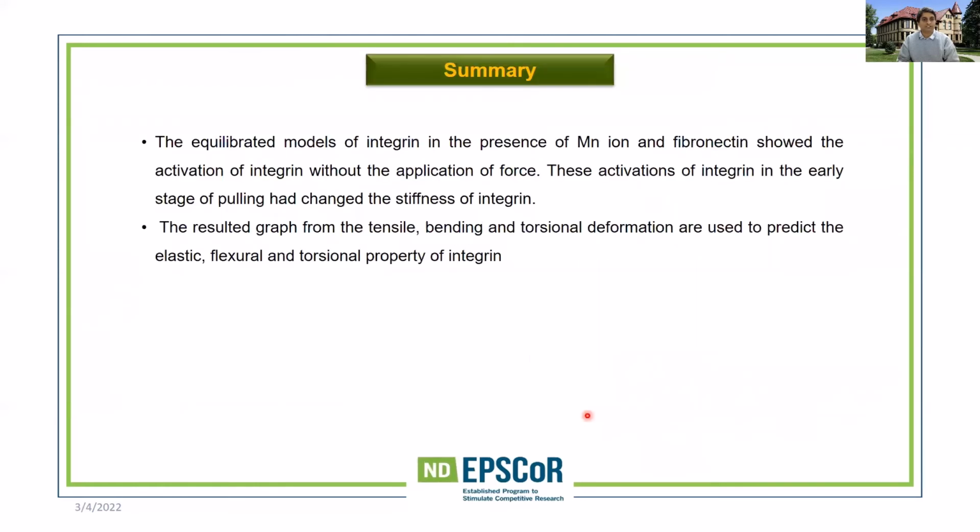To conclude the study, in the presence of methionine and fibronectin, we observe the activation of the integrin without the application of force, and this activation of the integrin affects the stiffness of the integrin. The resulting graphs from all the tests are then used for plotting and calculating the mechanical properties of the integrin.